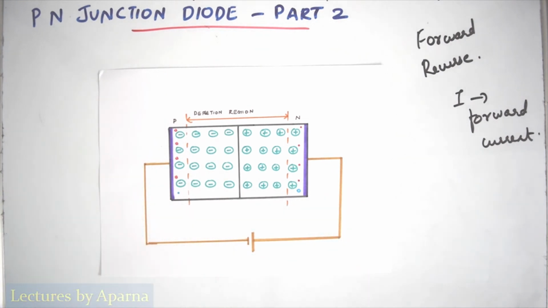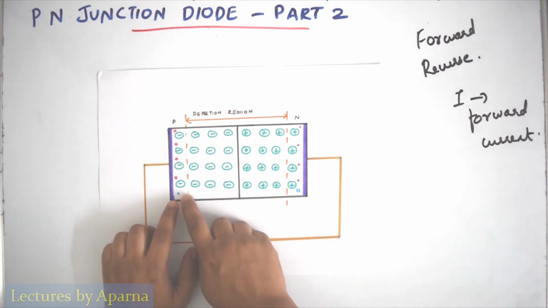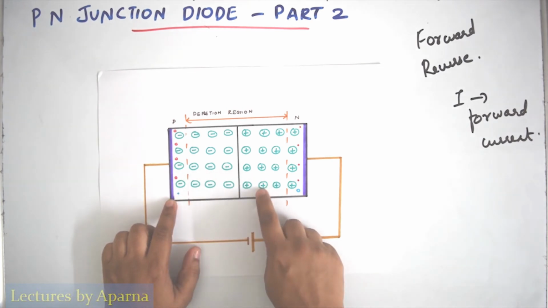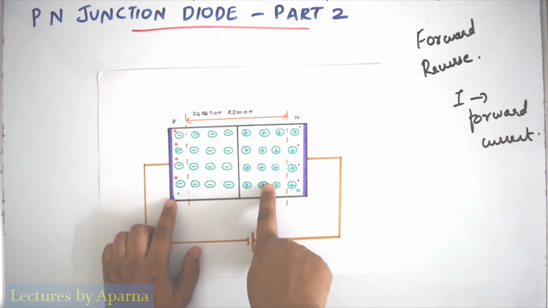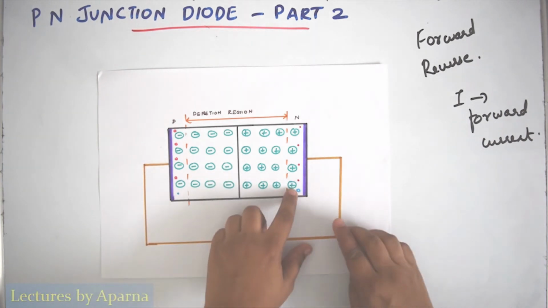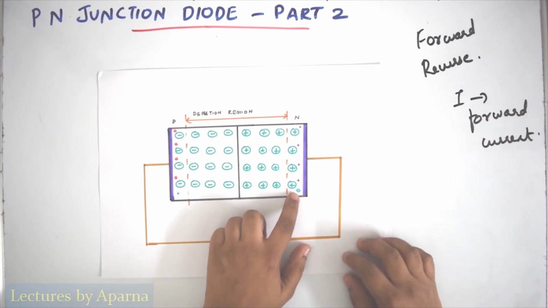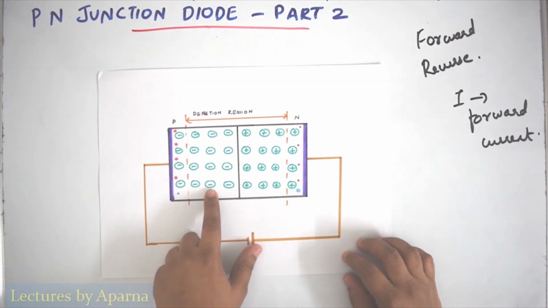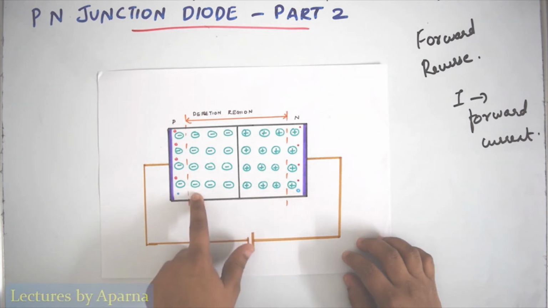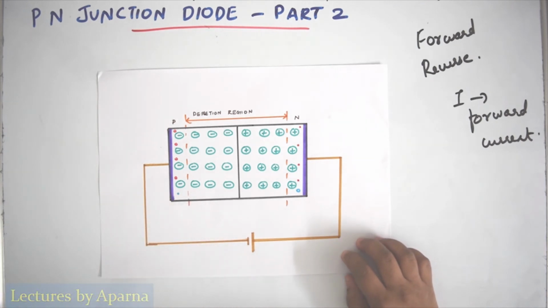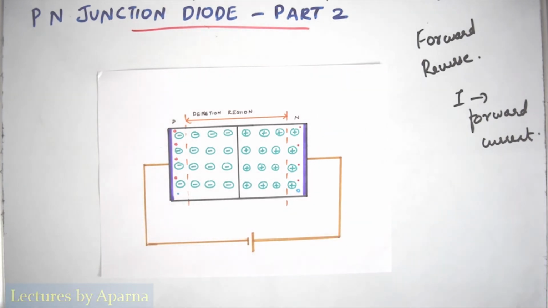Now, what happens to the minority carriers? The minority carrier in the P region is the electron. So these electrons will be attracted by these positive ions, so they cross the junction. Similarly, in the n-type region, the minority carriers are holes. These holes will be attracted by these negative ions and they cross the junction. As a result, there will be minority carrier current.